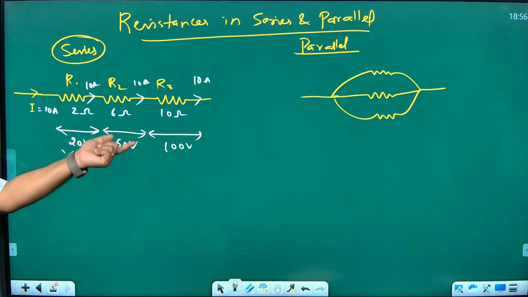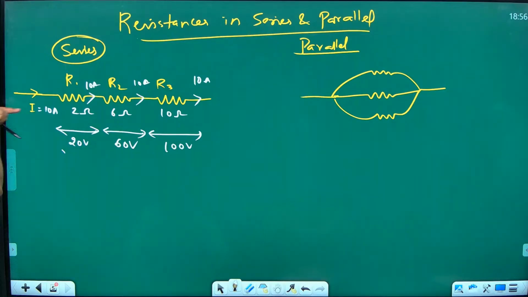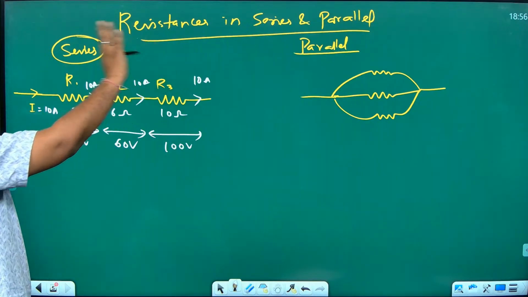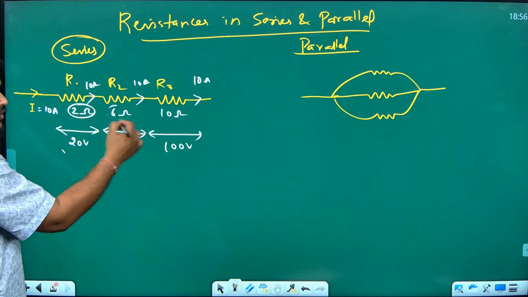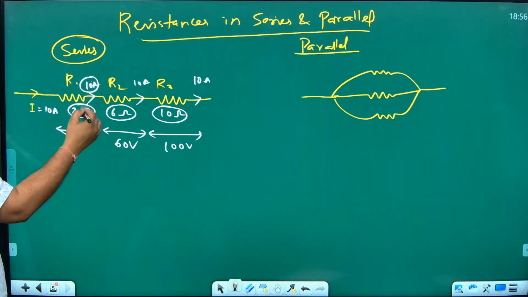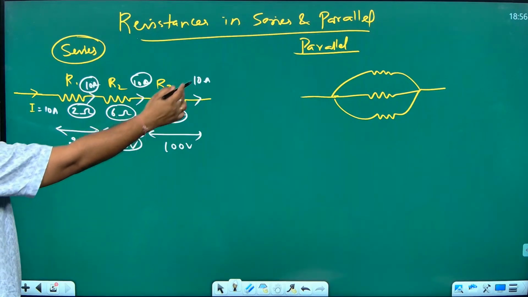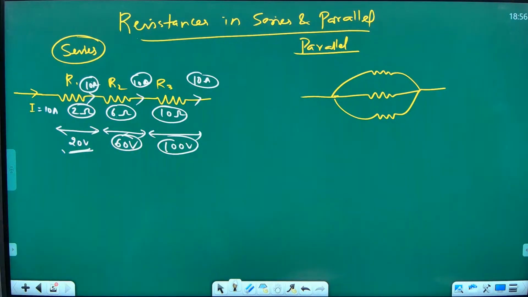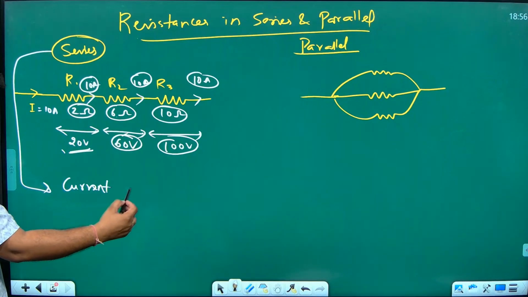Divided means different potential. Are you getting what I am trying to tell? Whatever current came inside, the same current only came outside. Since we have different resistances, 2 ohm, 6 ohm, 10 ohm, when you multiply I with R, here you get 20 volt. When you multiply 10 with 6, you get 60 volt. 10 with 10, you get 100 volt. So, in series connection, the current remains same.